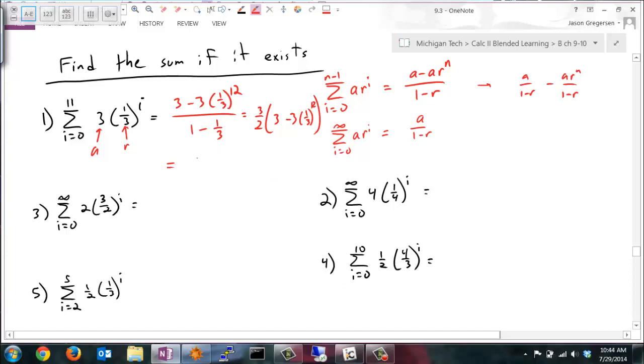Multiply that stuff through, I get 9/2 minus 9/2 times 1/3 to the 12th. And that answer is not 4.5. Right? It's 4.5 minus some really small number. It's 4.5 minus 9/2 times 1/3 to the 12th. This is a very small piece. It makes sense that this should be small.